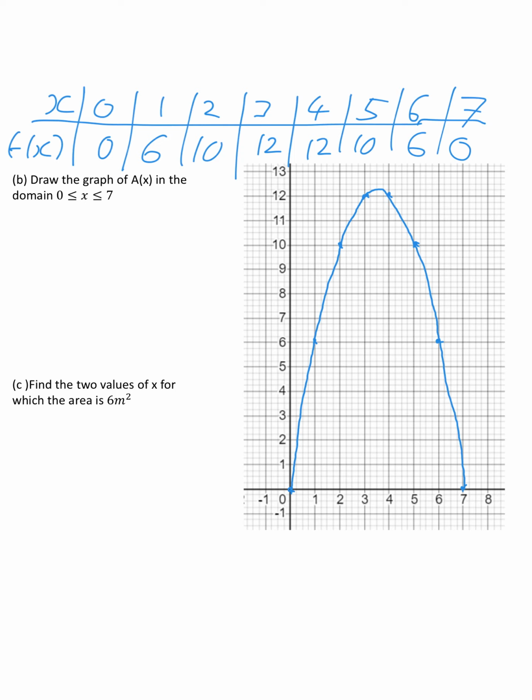Okay, last part then, for C, find the two values of x for which the area is 6 meters squared. So we'll go to 6, draw a line straight across, and then we'll go down. Now for this, you need to make sure you're using a ruler. So for this, we end up with x equals 1 and x equals 6. And that's it.